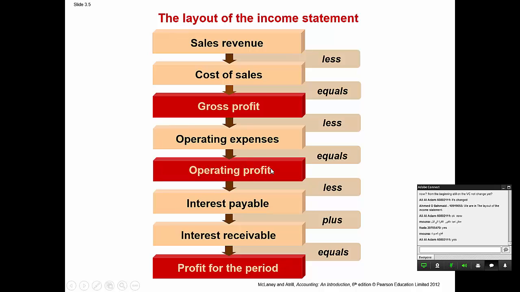And from the operating profit, sometimes we need to pay some interest, and sometimes we get some interest. For example, if we have an investment, and this investment gives us 10,000 Saudi riyals as interest, then we need to include it here, and then we finally get the profit for the period, or the net profit for the period.